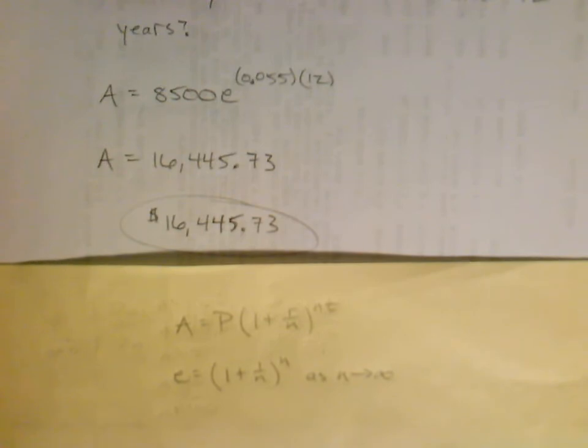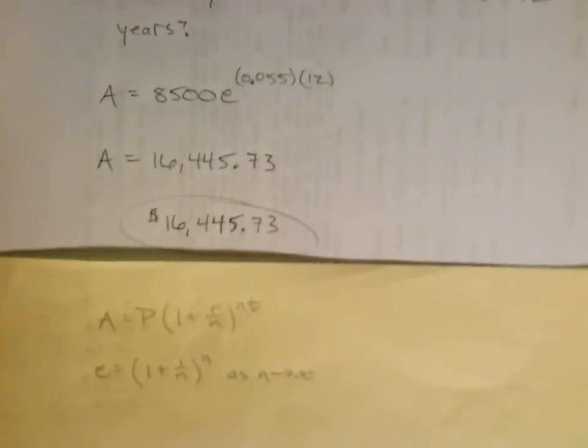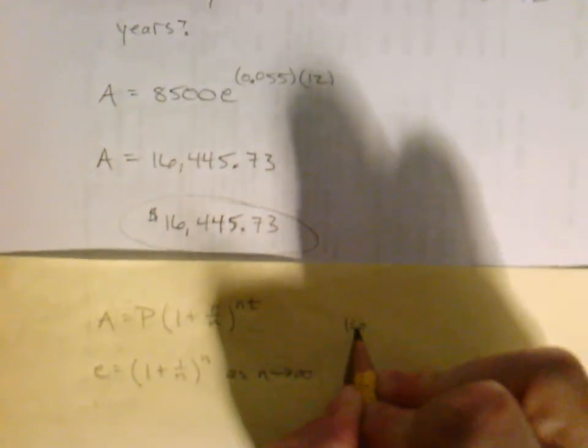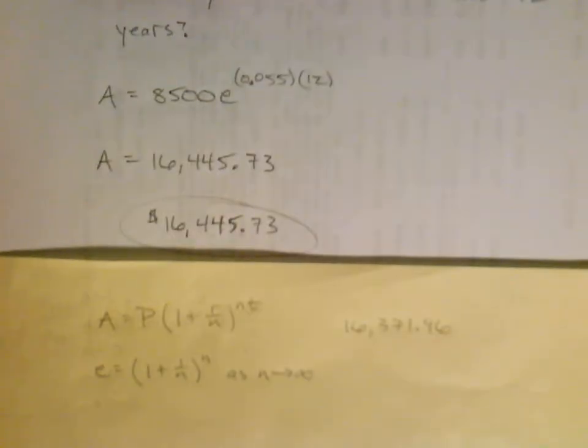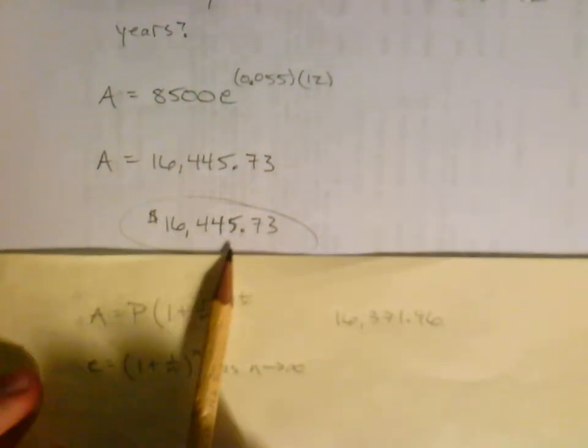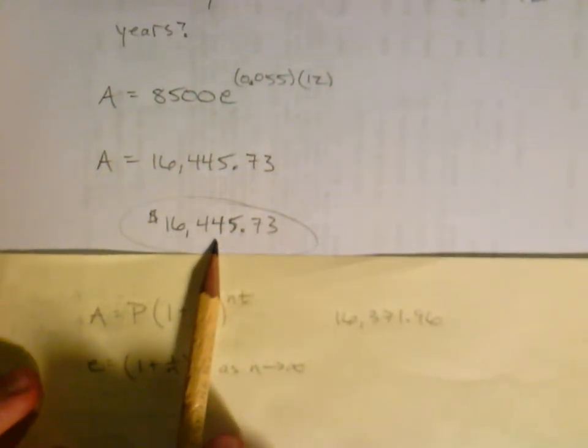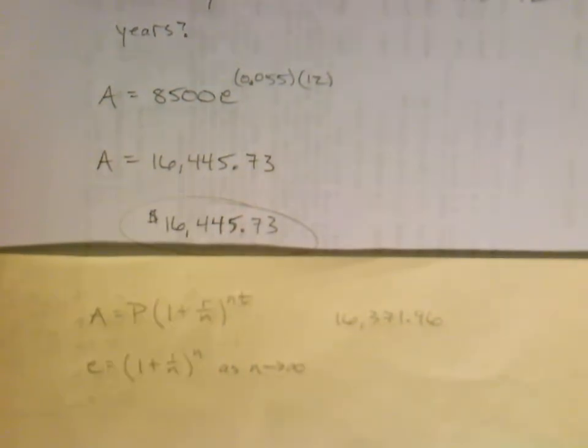Now, if you compare that value to the value we got before when we compounded quarterly, what was that answer? It was like 16,371.96, I want to say, if I remember correctly. So we squeezed a little bit more money out, like $74 or something. We squeezed out more by compounding continuously rather than quarterly. So a little bit more interest came out of it.